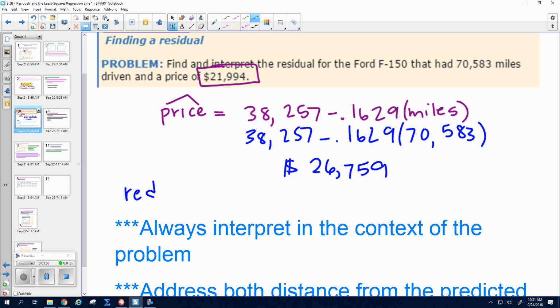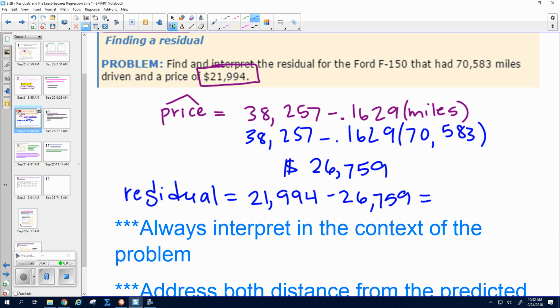Let's find the residual. Residual is equal to the actual minus the predicted. The actual is the one from the table. So 21,994. And I'm going to subtract what we predicted the truck to be worth, 26,759. And we get negative $4,765.